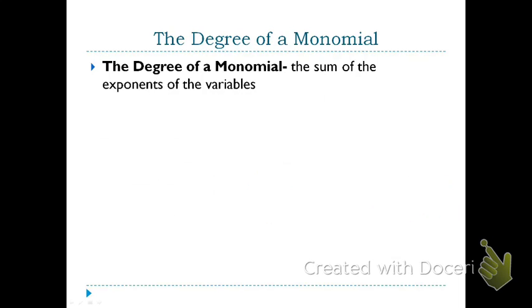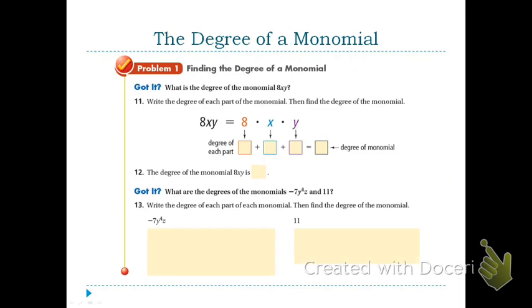So the degree of a monomial, that means just one term, is the sum of the exponents of the variables. So let's take a look at this example here. We have 8xy. So if we break it down, 8xy is made up of 3 parts. We have a coefficient of 8. You can write that in on your box there.